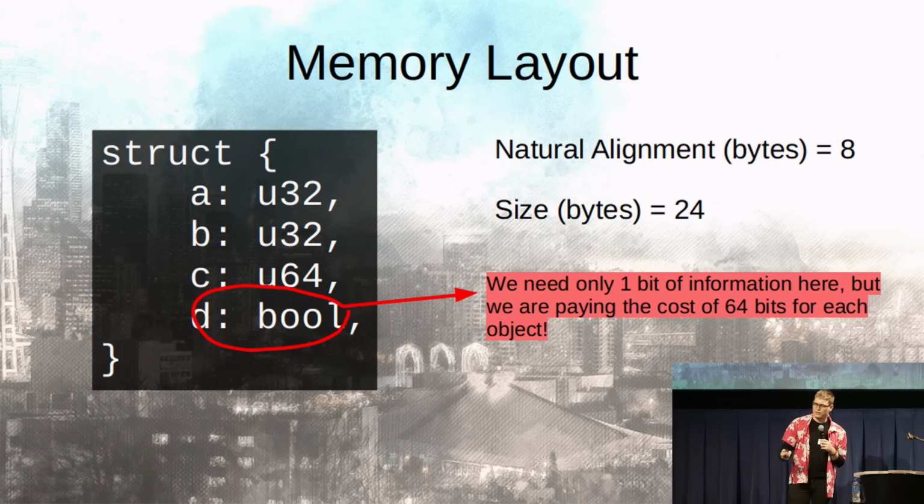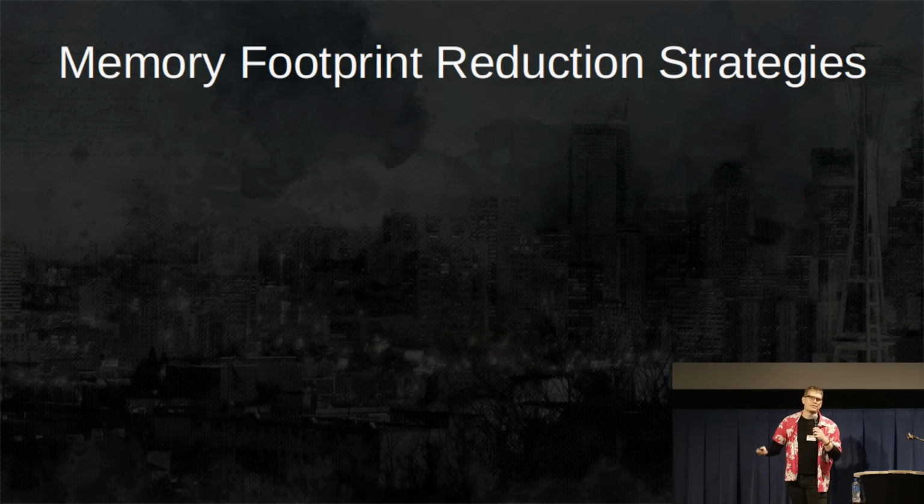And so here we go into the next section. Here are some strategies that you can use in practice to take a struct and represent the same information according to information theory. You're not losing any bits, but you're reducing the footprint in memory of your struct, right?